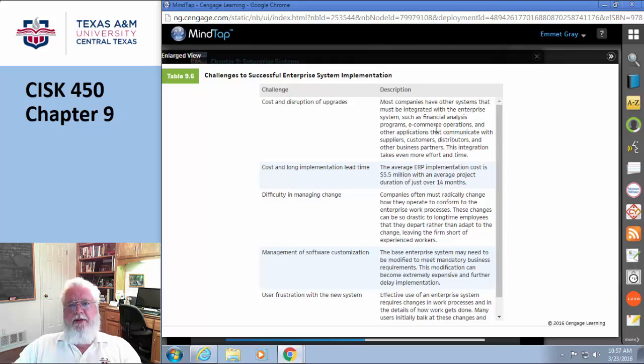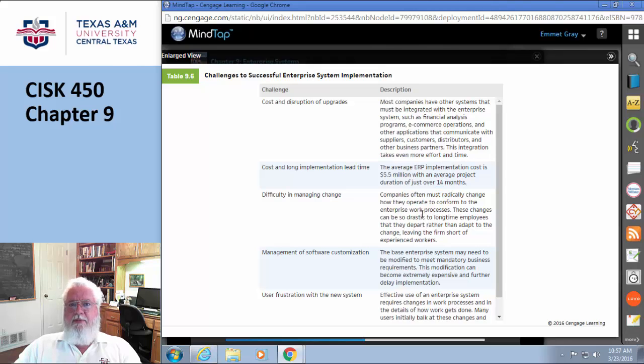I mean, we had to pick a time where it wasn't at the end of our fiscal year, and it wasn't at this, and it wasn't at this. I mean, it took months and months, and we had to run processes in parallel, one in the old system and one in the new system. It was a pain. Long implementation times, yes. Average of 14 months, and they are not kidding. That's about how long it took for us to do ours.